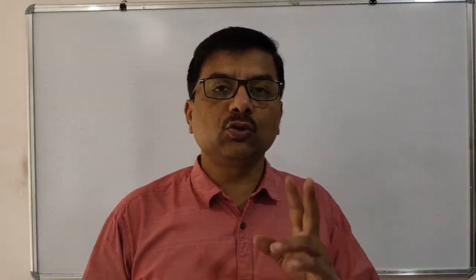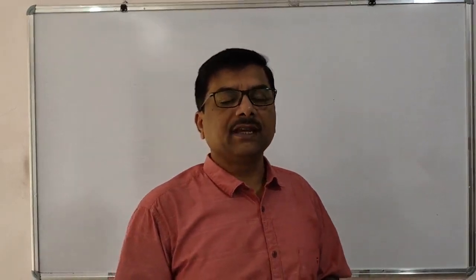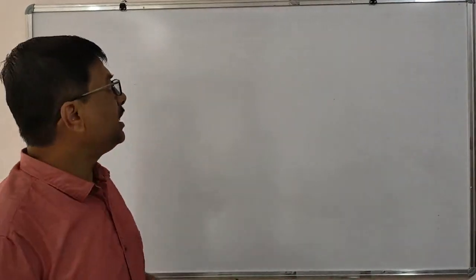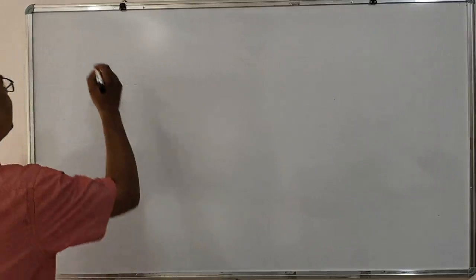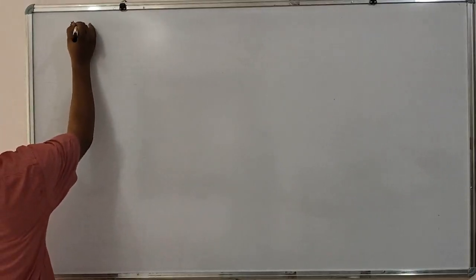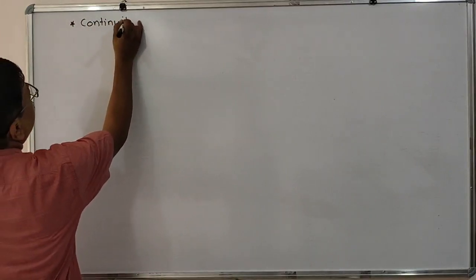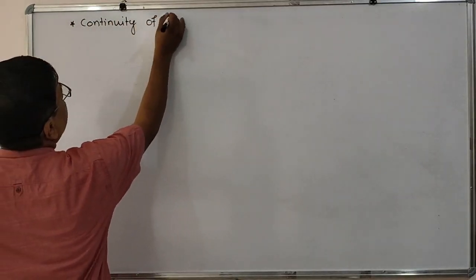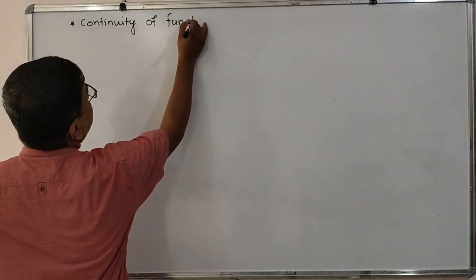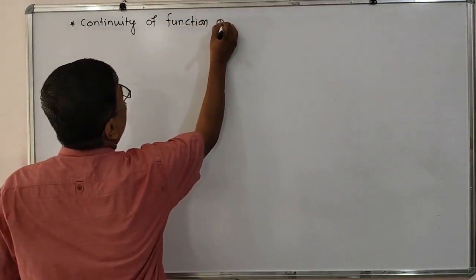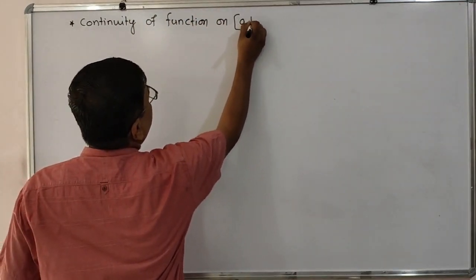Hi students, in the previous 3 lectures we have studied so many concepts of continuity and limit. Now the last 2 concepts from continuity: the first one is continuity of a function in an interval. Continuity of a function on closed interval AB.